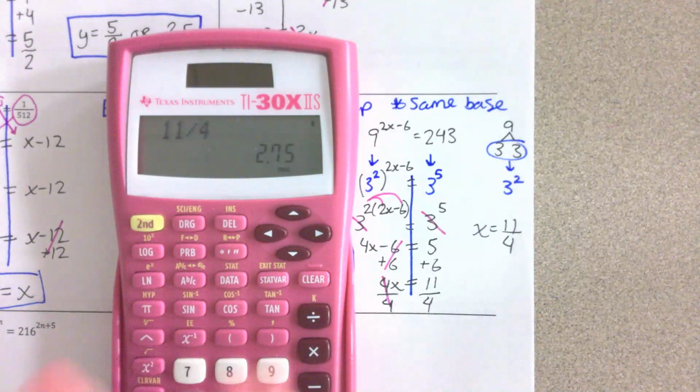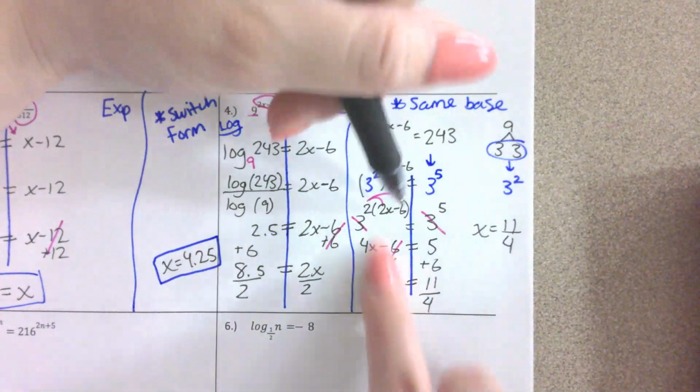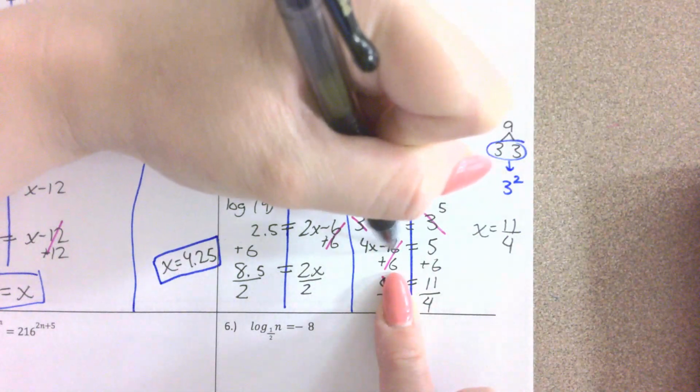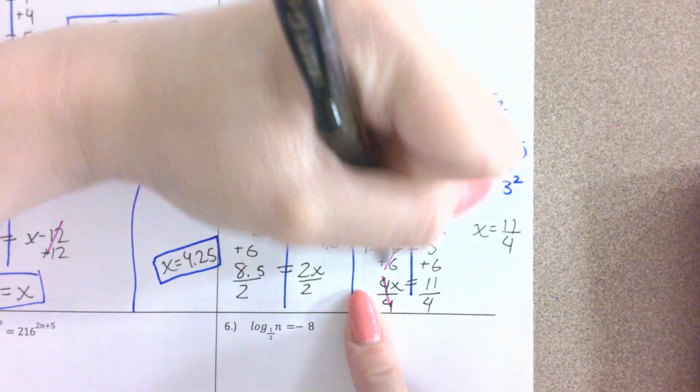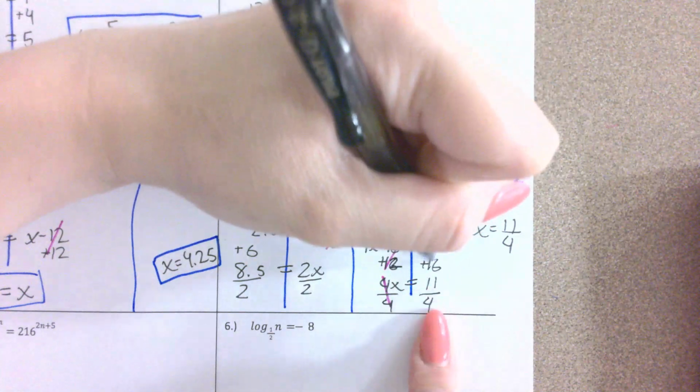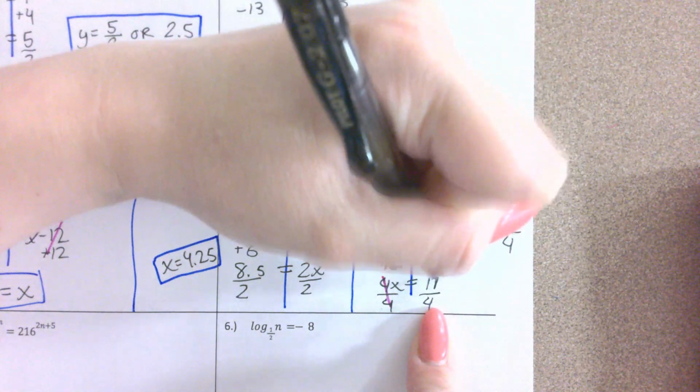I had a feeling I made a mistake, and I just went back and found it. 2 times negative 6, that should have been negative 12 here. Add 12. And then we get 17 over 4.